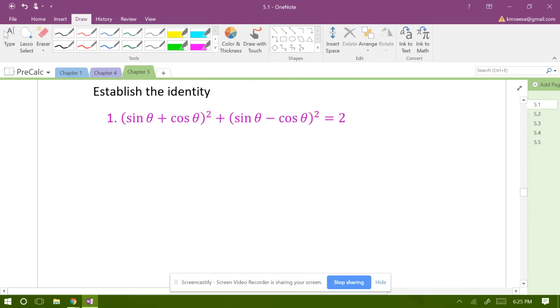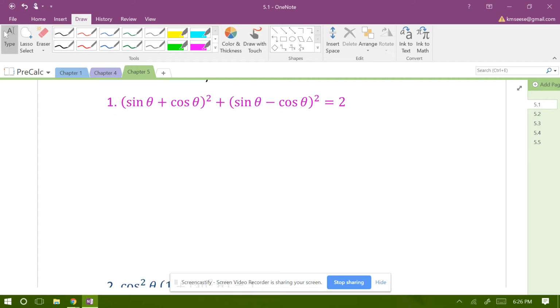So establish the identity. I will say when you're choosing the side you want to use, it's actually easier to choose the more complicated side because it's easier to reduce than it is to expand, right? So when I look here, I need to show that sine of theta plus cosine of theta squared plus sine of theta minus cosine theta squared is 2. I'm going to work exclusively on the left side, and I'm going to show that it equals 2.